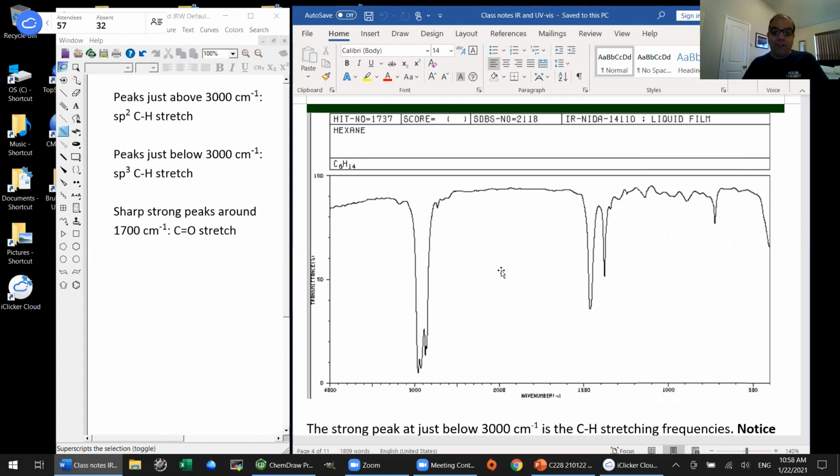I'll also just mention that it's usually this website from which I get the spectra that I put on exams. So they'll probably look something like this.